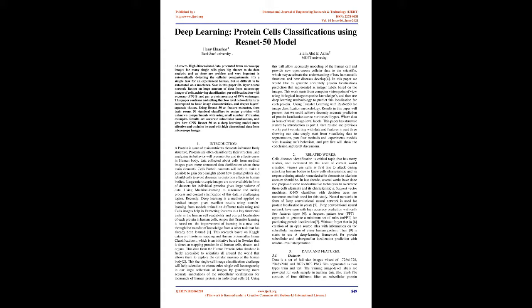In this paper we would like to generate accurate protein localization predictions, represented as integer labels, based on the images. This work starts from a computer vision point of view using biological image expertise knowledge, and then uses a deep learning methodology to predict this localization for each protein, using transfer learning with ResNet-50 for image classification. Results in this paper will present that we could achieve decently accurate prediction of protein localization across various cell types, where data is in the form of weak image-level labels.